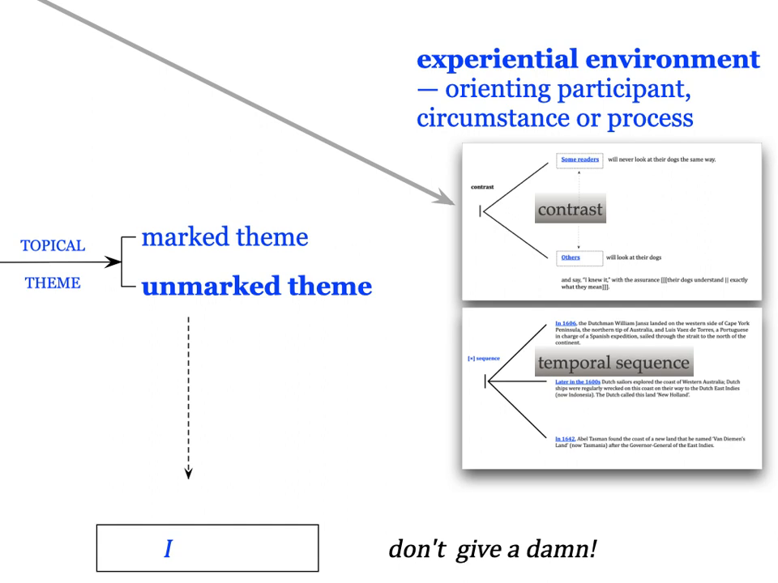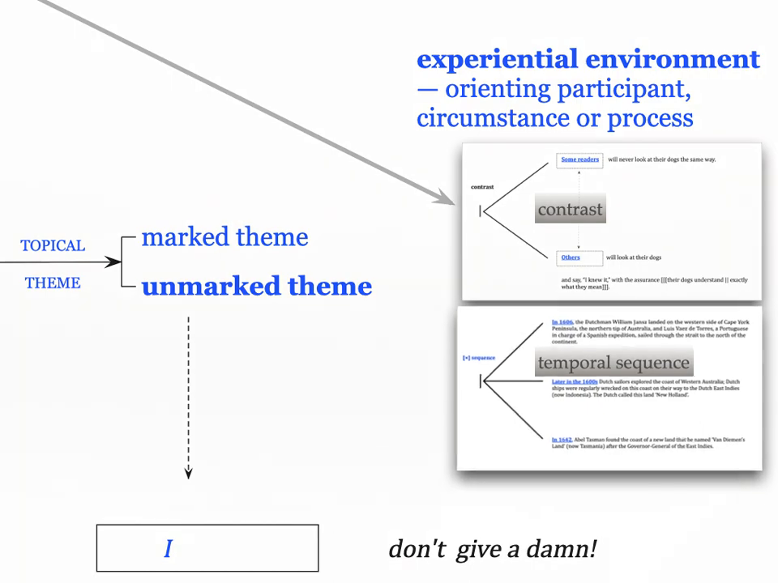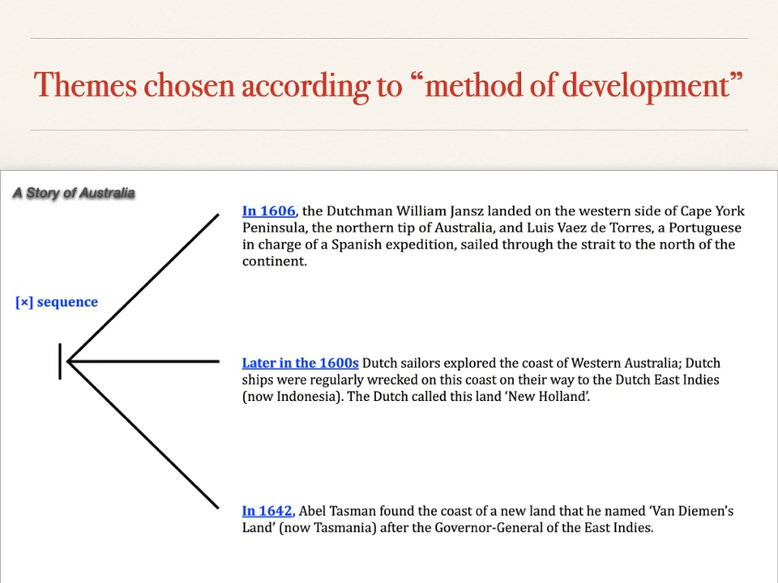So that's one example. Let's now take another example where the local method of development is not contrast but temporal sequence. And this comes from a historical recount. It's called A Story of Australia, but it's really a recount of Australian history. And this little passage of text is organized as a temporal sequence. And if you look at each little paragraph, I've underlined in blue temporal expressions. So these are temporal expressions that have been given the status of theme. And that's enough, in a sense, to infer that there is a chronological method of development.